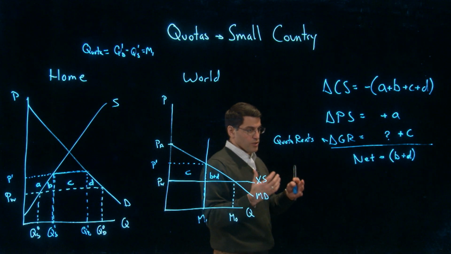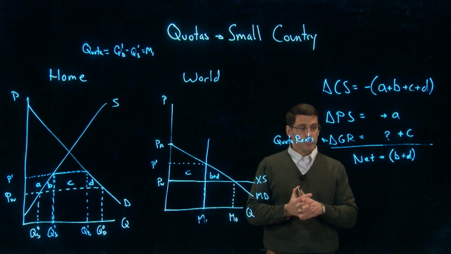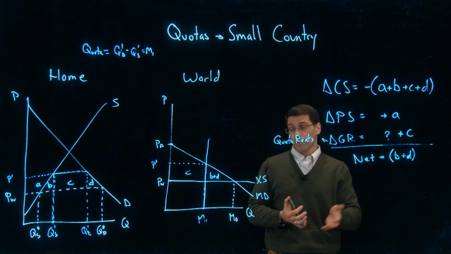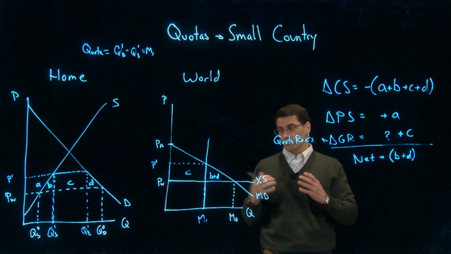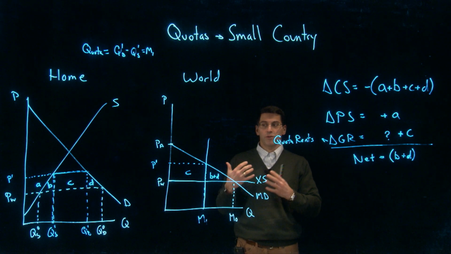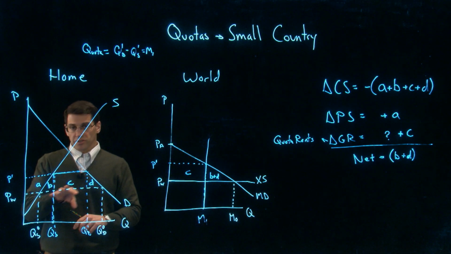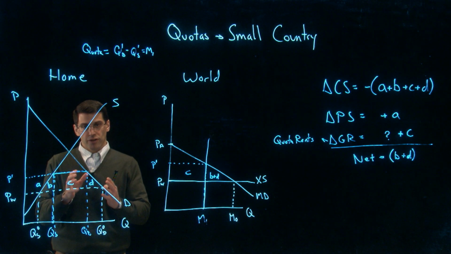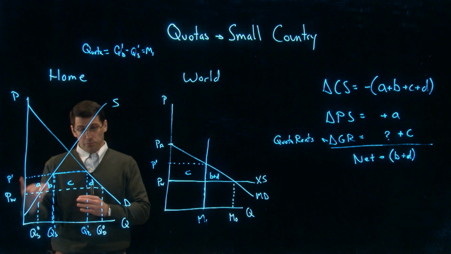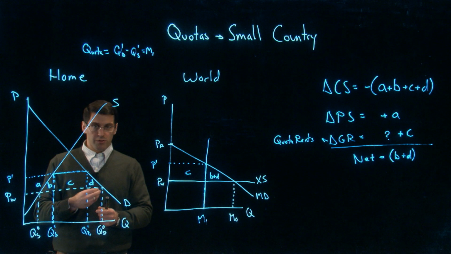So in terms of the net change in welfare and total surplus, we're left with the same scenario as we had for the tariff. This is why we talk about quotas as having a tariff equivalency. In other words, you could get the same result from a welfare perspective and from domestic price and the quantity imported with a quota or a tariff.